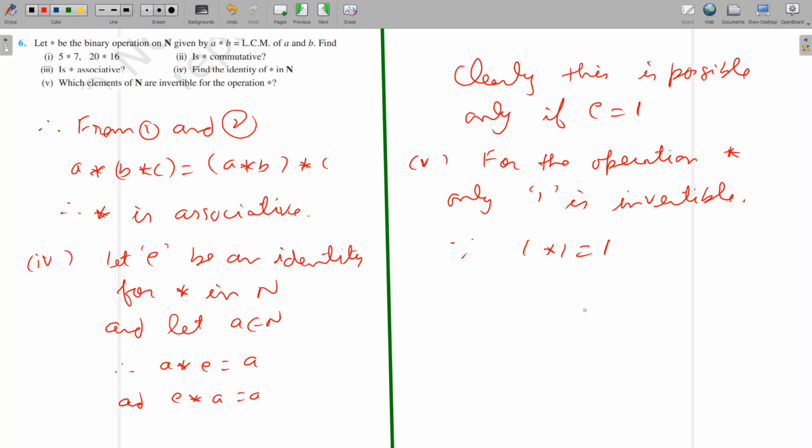If you multiply any number not equal to 1 with any other element, even with 1, the answer will never be 1. That is the identity element. So that means there is only one element which is invertible, that is 1 itself. So this is the answer of question number 6.